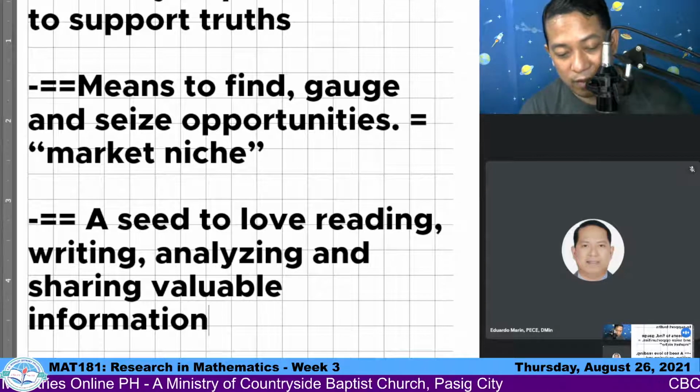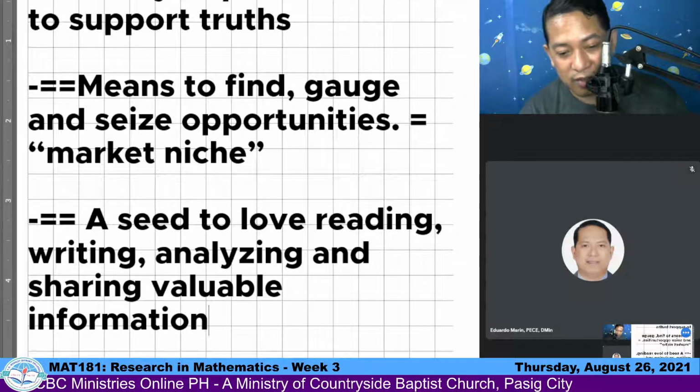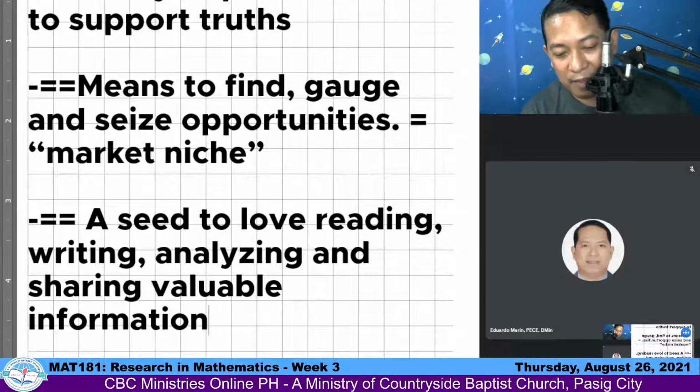Ayan po. So mag-overtime ako ng konti kasi medyo may mga technical problem tayo kanina, no?